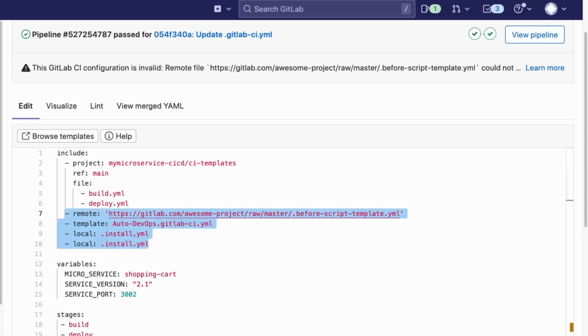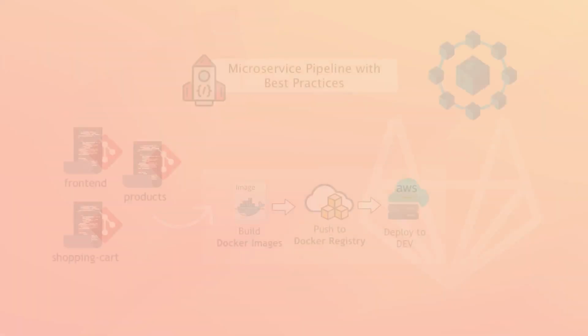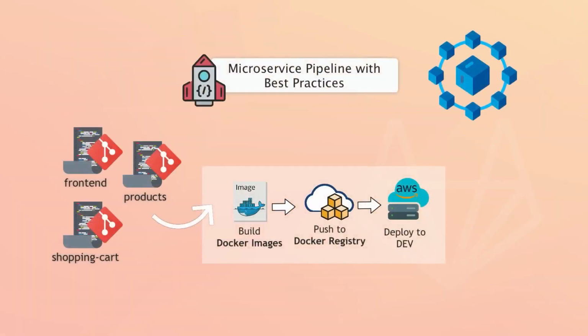So let's clean this up. And that's the end of our microservice pipeline configuration that deploys to a simple EC2 service and runs services as Docker containers.